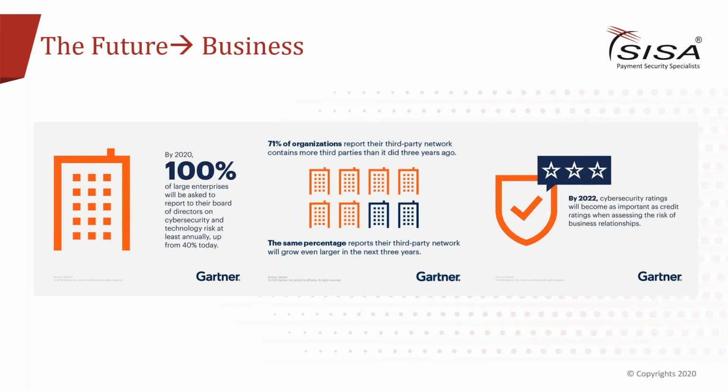71% of organizations say that their third-party networks contain more third parties than they did 3 years ago. It means that, say I have taken a particular service from ABC organization. Now that ABC organization will have 5 different service providers of their own. It means that your exposure area has increased twice, thrice, or 4 times, because if their service providers get compromised, then your service provider can also get compromised, and accordingly you might also get compromised, right? And that is the very reason why Gartner says that by 2022 cybersecurity ratings will become as important as credit ratings while assessing the risk of business relationships.